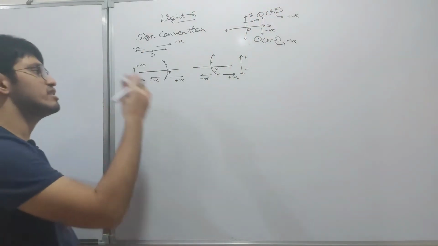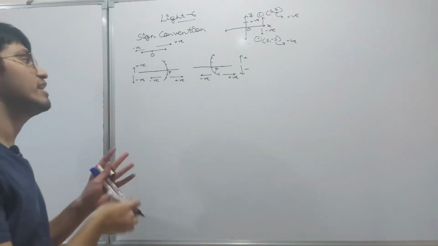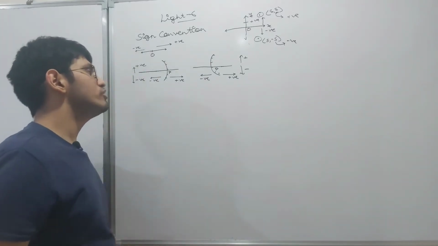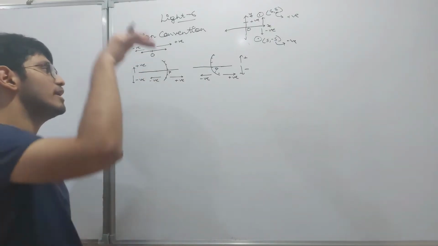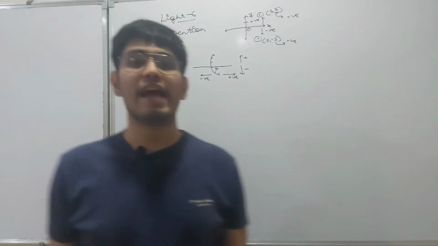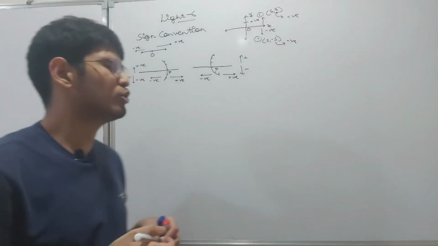The distances measured in the left direction of the pole are taken as negative, the distances measured in the right direction of the pole are taken as positive, the distances measured above the pole are taken as positive, and distances measured below the pole are taken as negative. Okay, so these sign conventions are clear to you.